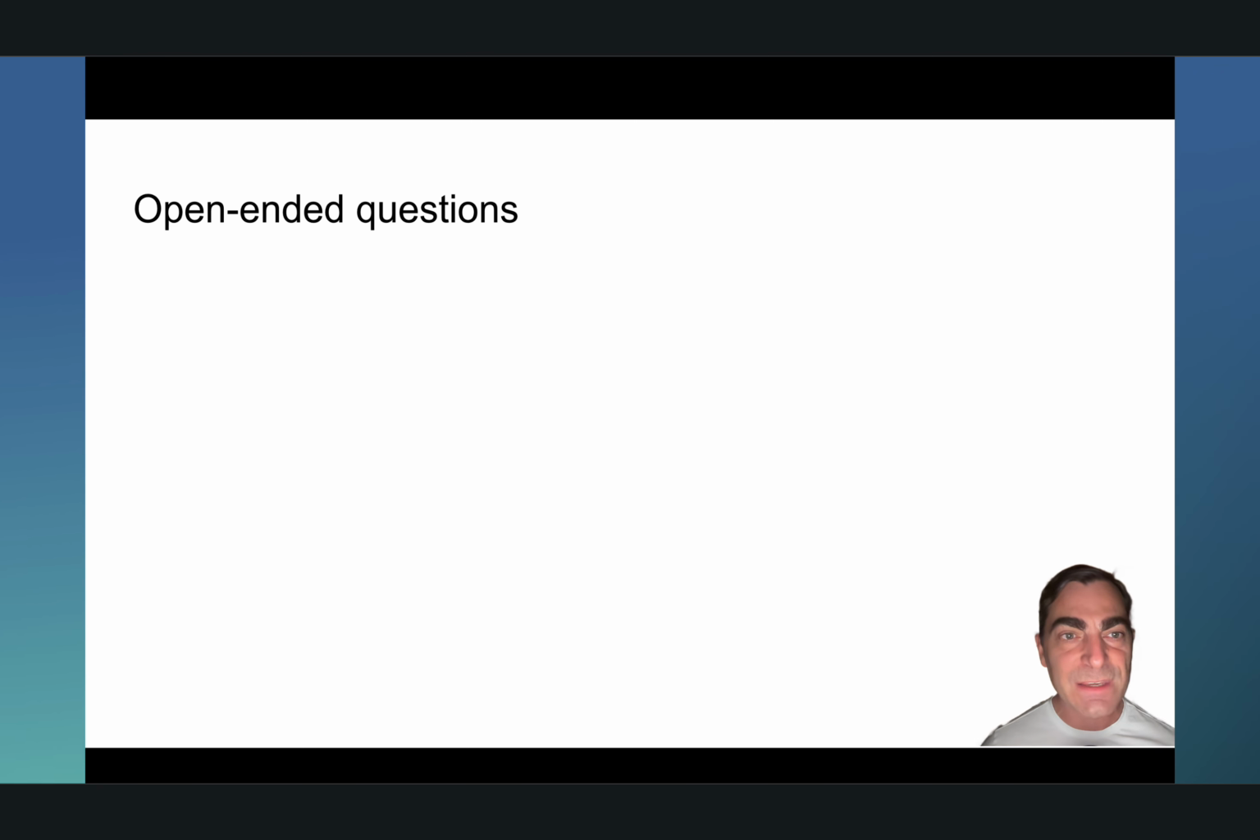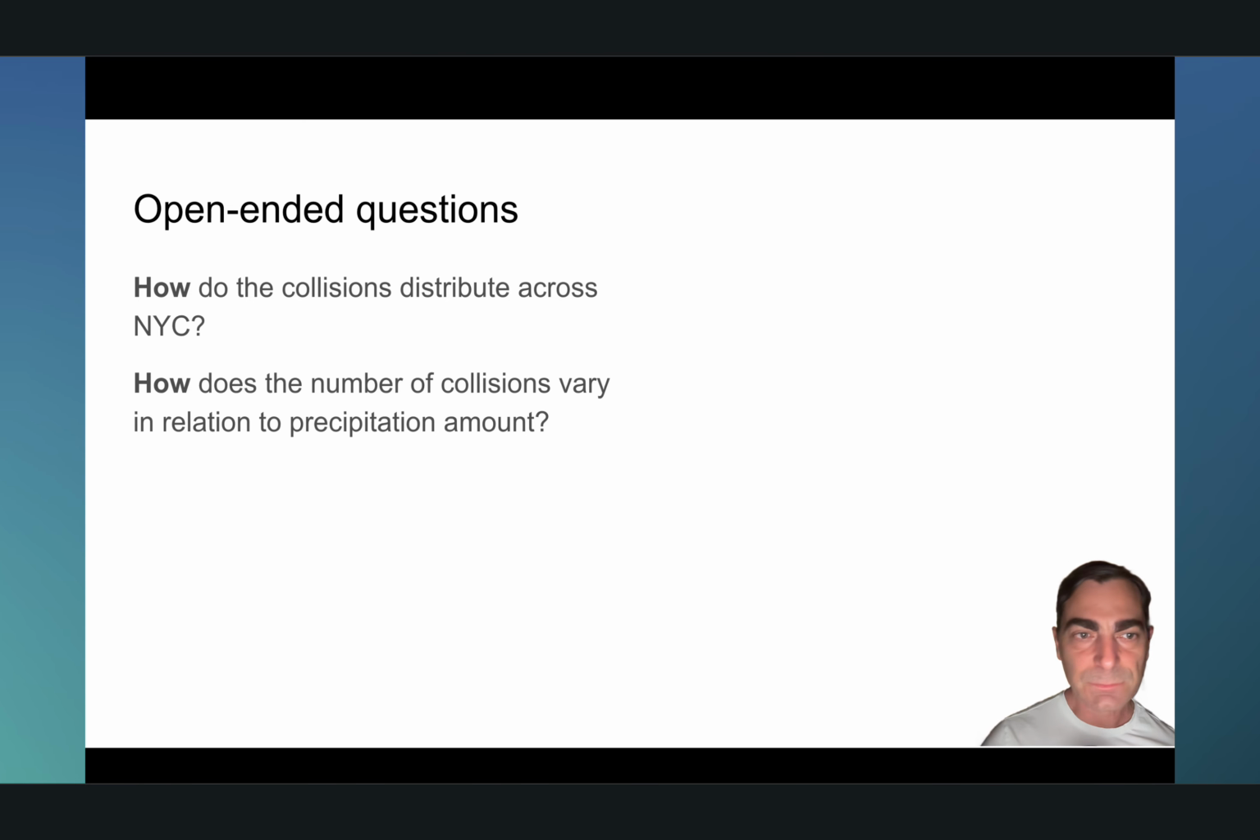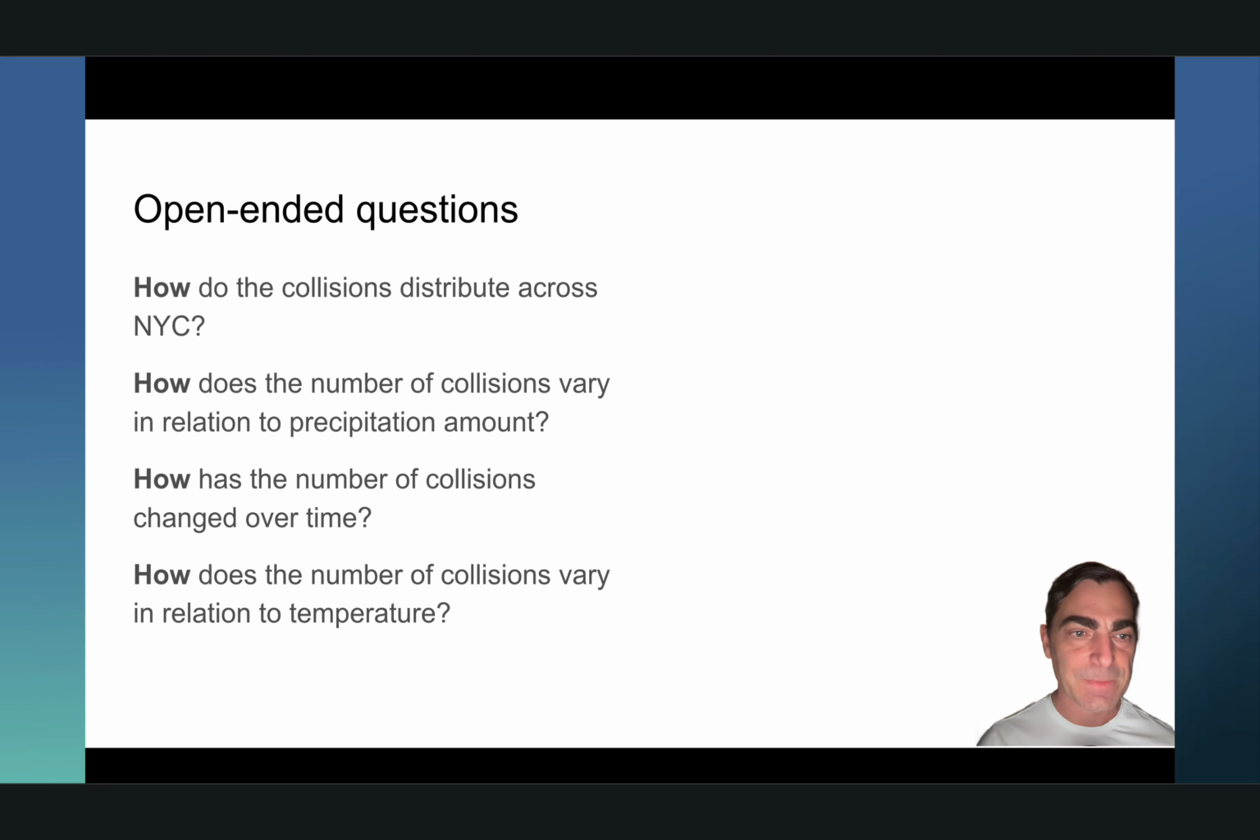But what happens if we have open-ended questions? And open-ended questions are really important. Let me give you a few examples. How do the collisions distribute across New York City? How does the number of collisions vary in relation to precipitation amount? How has the number of collisions changed over time? And how does the number of collisions vary in relation to temperature?